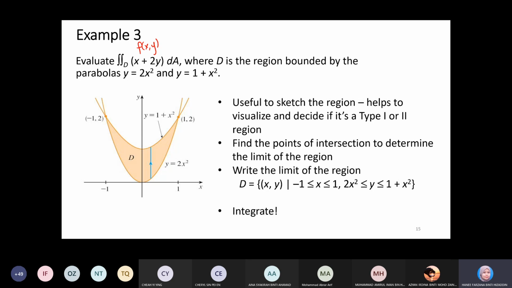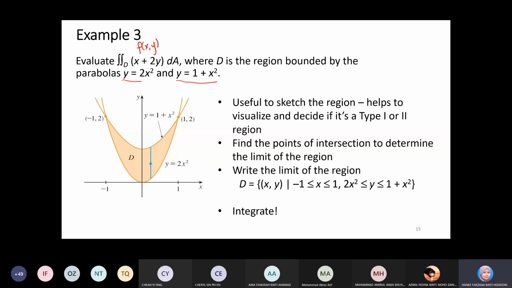So this one, first thing you should be able to do is draw the region of integration. Whenever you are given two functions, you want to plot them on a graph. You can use anything, Excel for example. It's useful to sketch the region. It helps you to visualize and decide if it's a type 1 or type 2 region.